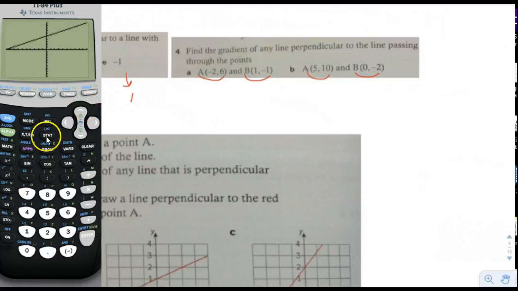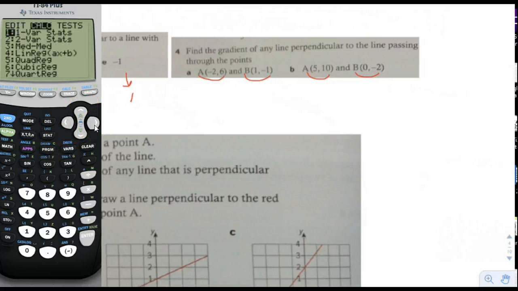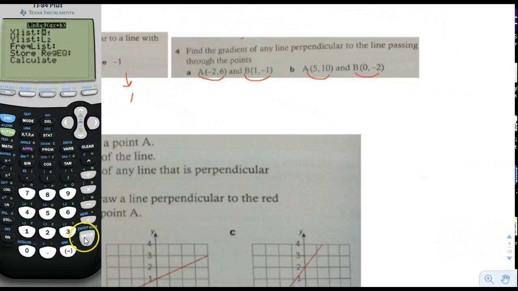Okay, I'm going to go Stat, Calc, LinReg, L1, L2, frequency list blank, go down to Calculate. Okay, so the slope is negative 2.333. So negative 2.333 is my original gradient.